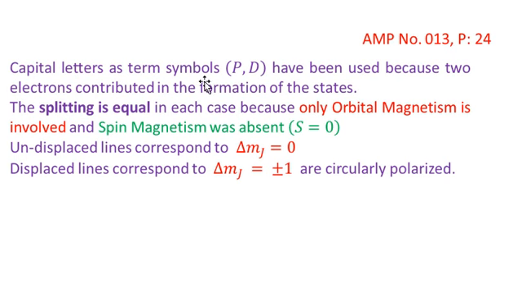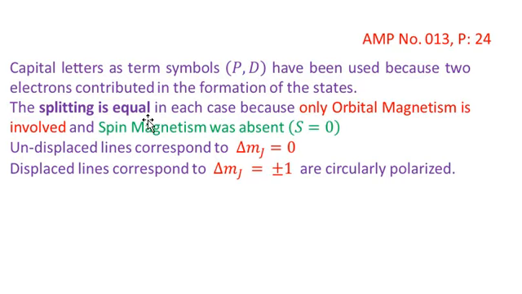Capital letters are used as term symbols. We have used the term symbols capital P and capital D because the cadmium atom is a case in which more than one electron is present, and it is required that we use capital letters as the term symbols. So we have used two capital letters, P and D, as the term symbols for our excited states: a P term for the first excited state and a D term for the second excited state. These have been used because two electrons contribute to the formation of states.